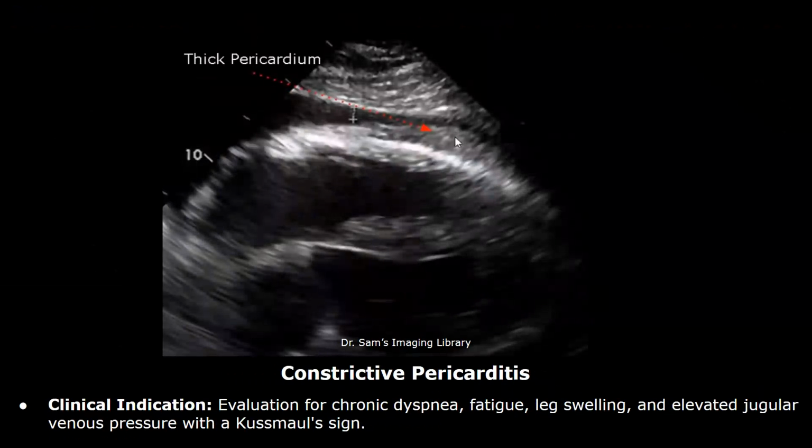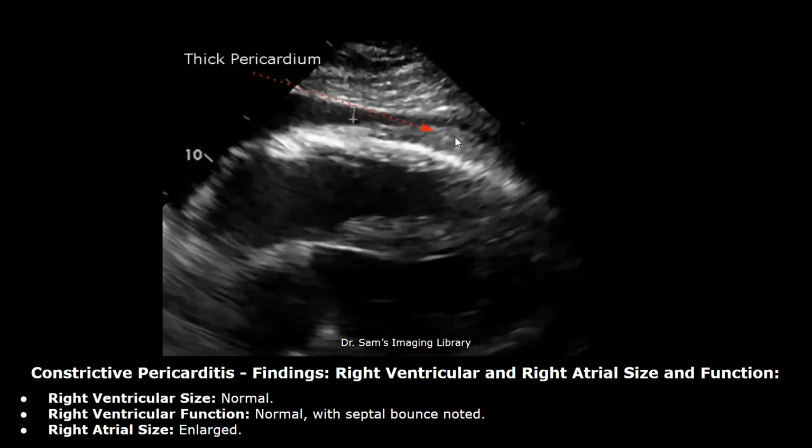This is a report for constrictive pericarditis. Clinical indications are evaluation for chronic dyspnea, fatigue, leg swelling, and elevated jugular venous pressure with a Kussmaul's sign. The right ventricular size is normal, and the right ventricular function is normal with septal bounce noted. The right atrial size is enlarged.